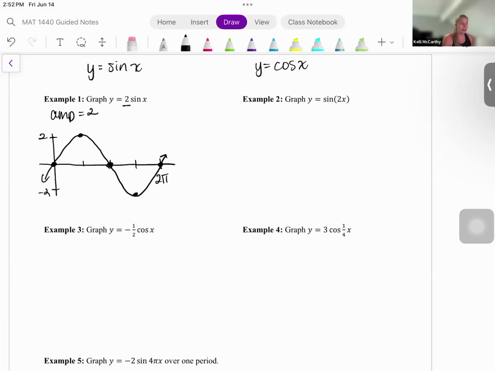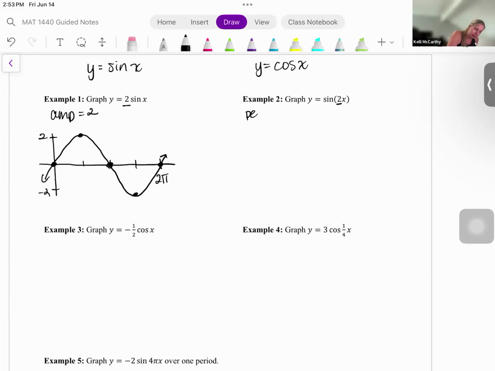Let's graph y equals sine of 2x. So now the difference is that 2, but that's on the inside of the parentheses. Since there's no addition or subtraction of a constant inside the parentheses, we're not going to see any phase shifts here, so that 2 is just going to affect the period.